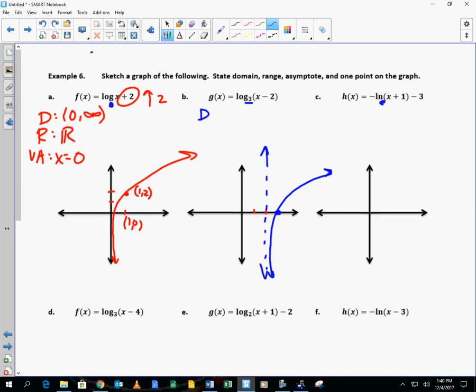Okay, so domain 2 to infinity, range, all real numbers, and vertical asymptote, x equals 2.